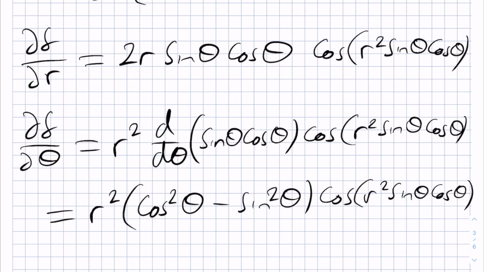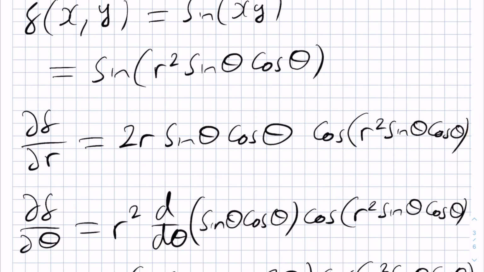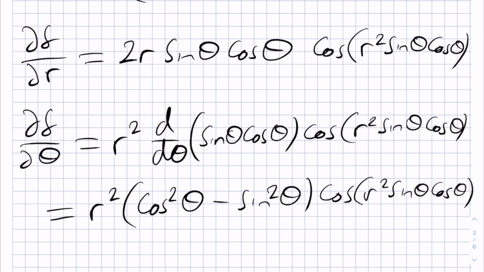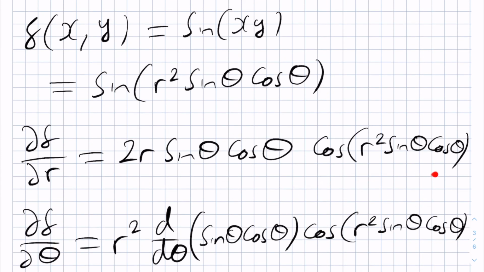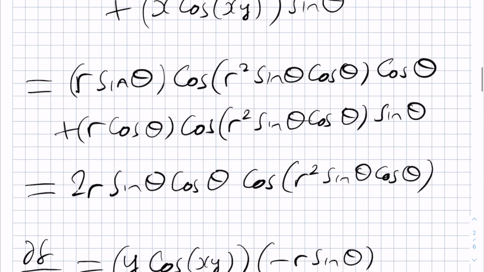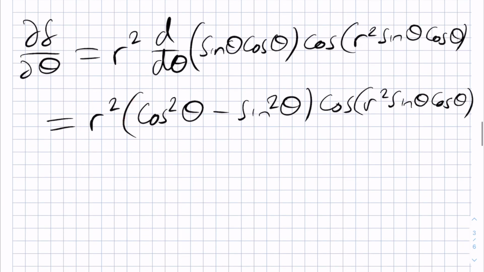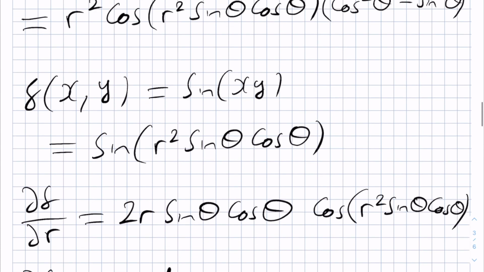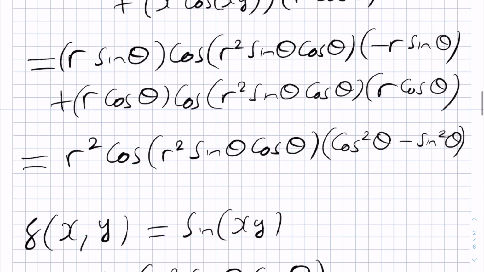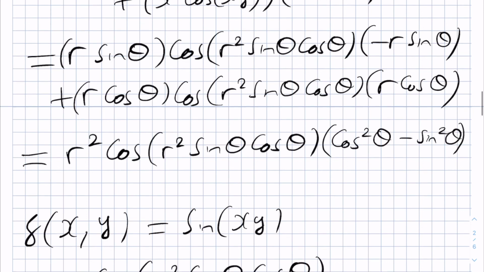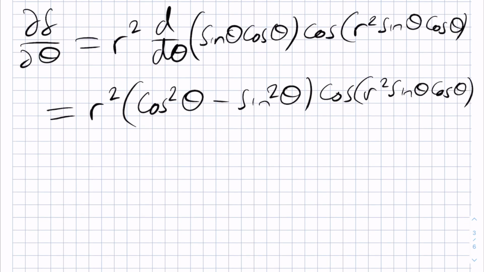Now we can check that we get the same answers here and here from both methods. We have 2r sin θ cos θ cos of r squared sin θ cos θ for ∂f/∂r, and indeed that agrees. Then we have r squared (cos squared θ minus sin squared θ) with this cos here, and indeed that agrees. We have the factor over here, but indeed it is the same thing. Hence, we get the same answers with both methods.